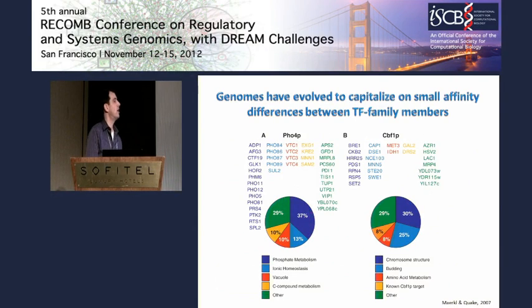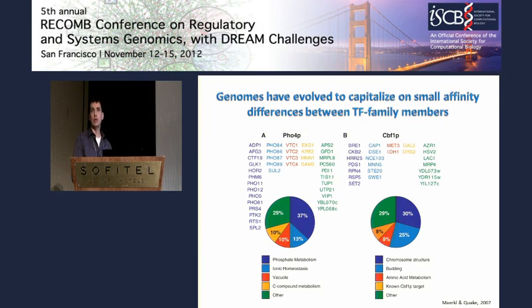So finally, this slide, its main purpose is to show that getting these specificities right is very important. In Mark Lundquist's landmark paper in 2007, they showed that for FO4 and CBF1, both are bHLH proteins that bind to the E-box, their binding motifs are very similar, but there are subtle differences between them. And what they showed was that genomes have evolved to capitalize on these small affinity differences.